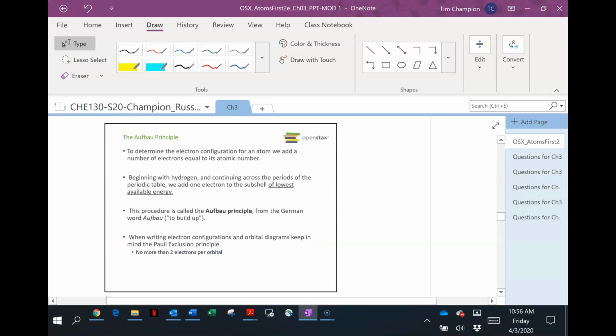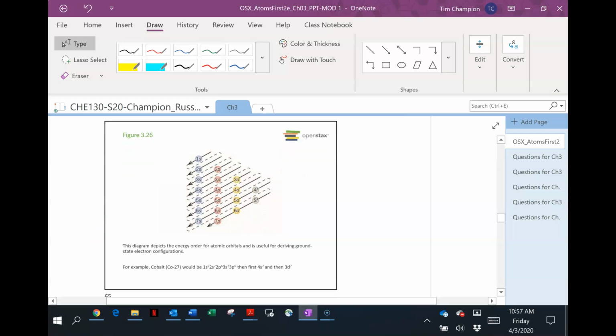So if you add up all those superscripts for an atom in its electron configuration, you're going to get the total number of electrons. Again, to write these electron configurations, we start at the lowest energy level and we build up, using the Aufbau principle. We also obey the Pauli exclusion principle, which says no more than 2 electrons per orbital, and that they have to be spin paired, not spin parallel. That's not allowed, and again, that's obeying the Pauli exclusion principle.